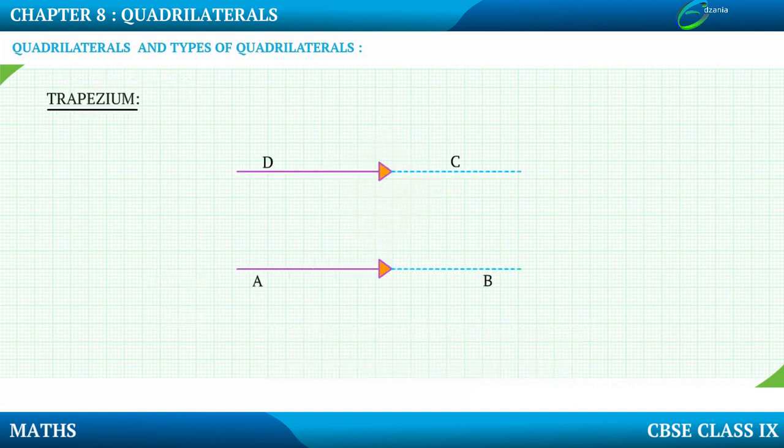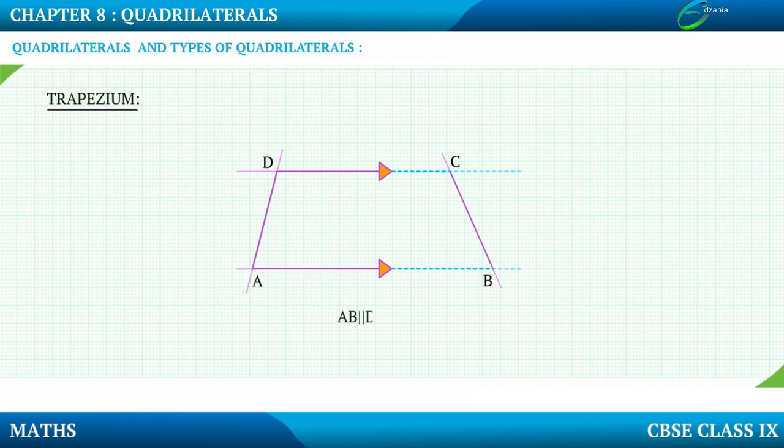Trapezium and its properties. What type of paired lines are there on the display? Parallel lines. AB is parallel to DC. Draw a pair of intersecting lines on the parallel lines. Now consider only the closed part. What type of figure did we get? Quadrilateral. In this quadrilateral, a pair of opposite sides are parallel. This is a special quadrilateral named trapezium.